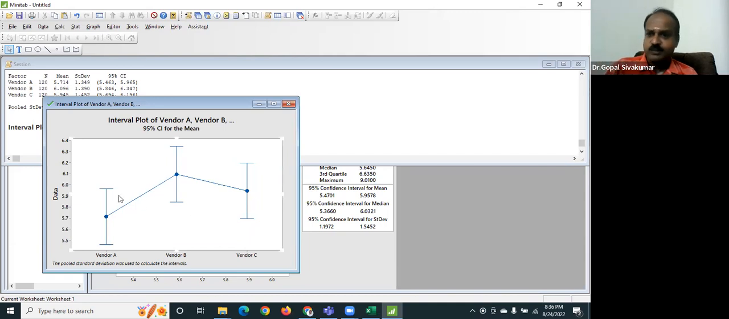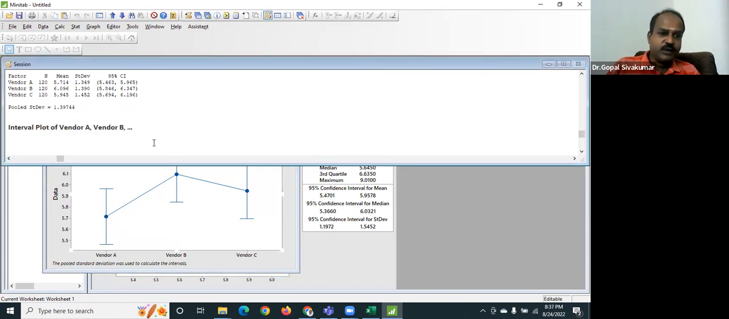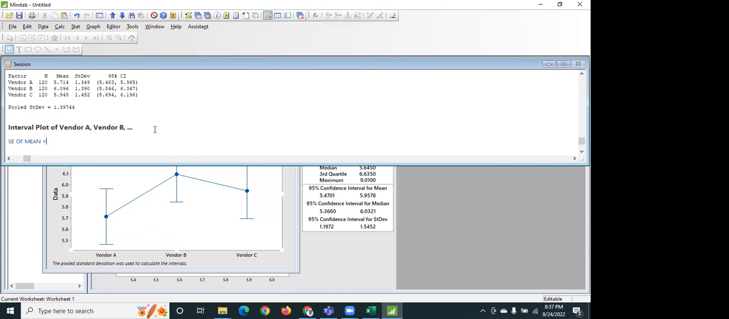You don't have to look at the error bar. We call it error bar actually, right? This is called error of mean. This distance from the center value, the mean, to this point, the upper confidence limit of mean, is called the standard error of mean. You remember we talked about this in the beginning. SE of mean. Am I right?